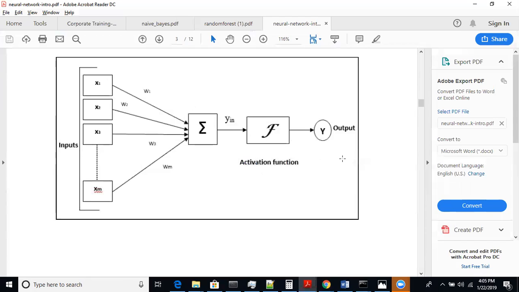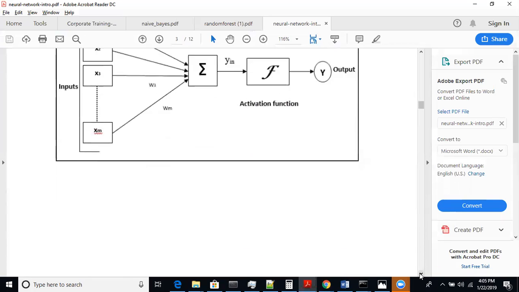Ultimately we are doing math only. We can use an impulse function also. Impulse function? Pardon? Sigmoid. Oh, that's it. Yes, so sigmoid, tangent, all this we'll discuss.